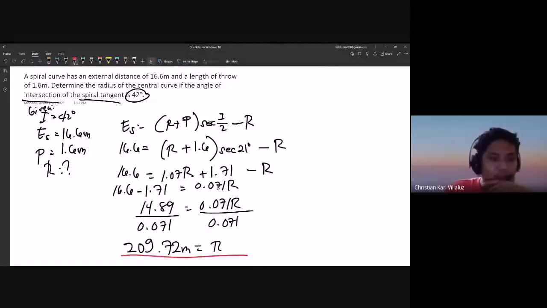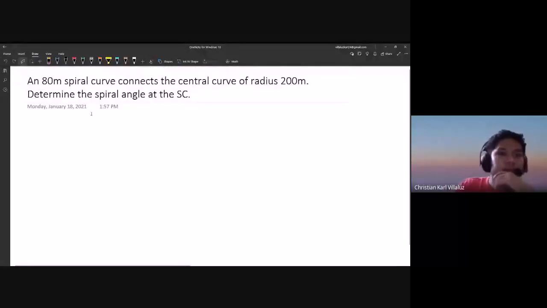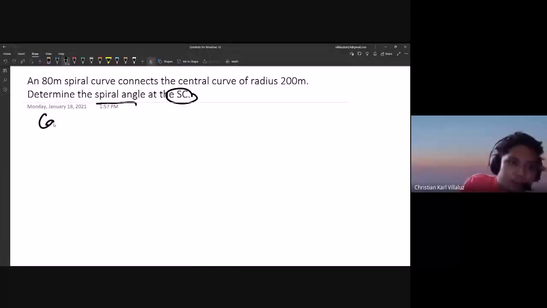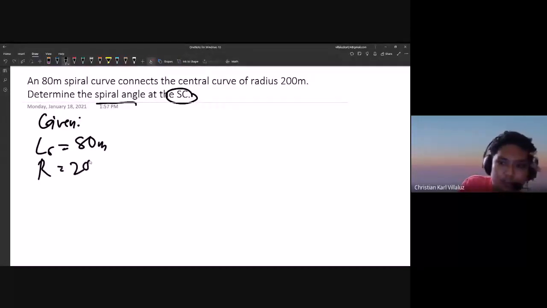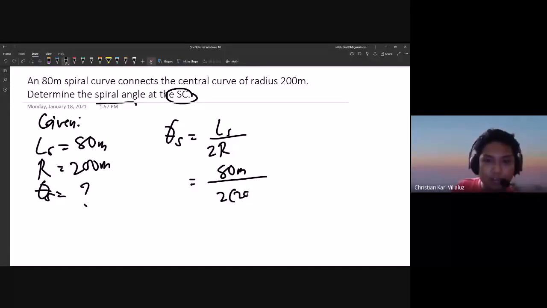Last example. An 80-meter spiral curve connects the central curve of radius 200 meters. Determine the spiral angle at SC. So given R, LS, 80 meters. The radius is 200 meters. Hanapin daw yung spiral angle, which is theta S. Formula, theta S is LS over 2R. So 80 meters over 2 times 200 meters.